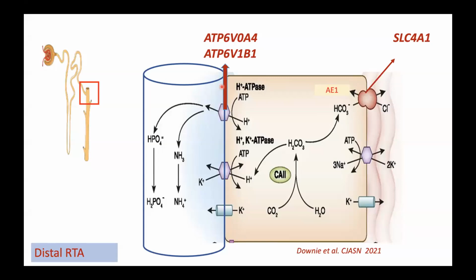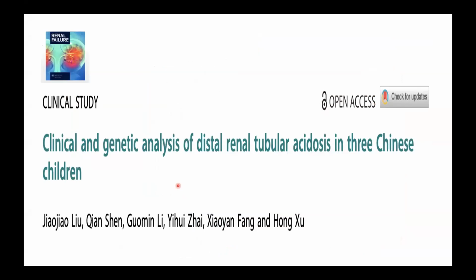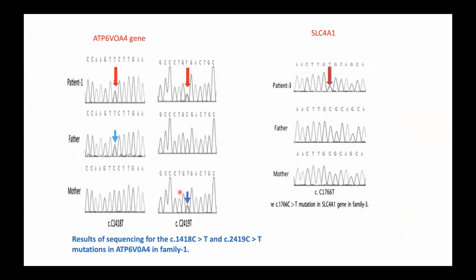So there are these 3 distal renal tubular acidosis case reports published from China, where they explored their genetics, and they found that in one patient there is a mutation of the ATP6V0A4 gene, a compound heterozygous mutation in exon 14 and exon 21, where the first is inherited from the father and the second is inherited from the mother. There is another mutation in patient 3. There is a novel mutation of SLC4A1, and neither father nor mother carried the defective gene.